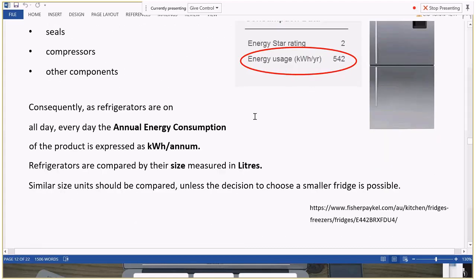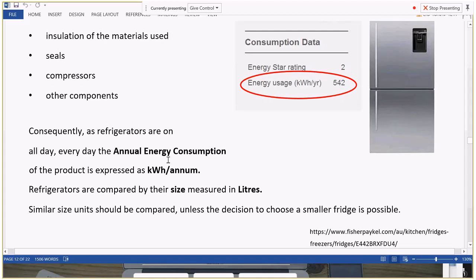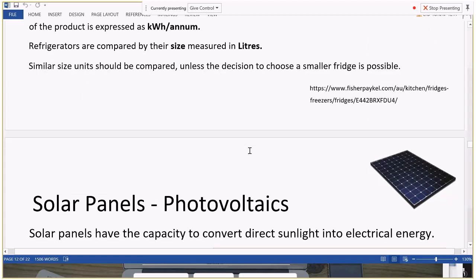Refrigerators are also compared by their size, so they're measured in litres. So how many litres can fit in that volume of refrigerator? What you're not going to do is say, well, my old 500 litre fridge is using this much electricity, but there's this new 300 litre fridge, etc. And that's what you're required to do in this task, is compare like for like as well. So you're given some direction in what to look for.